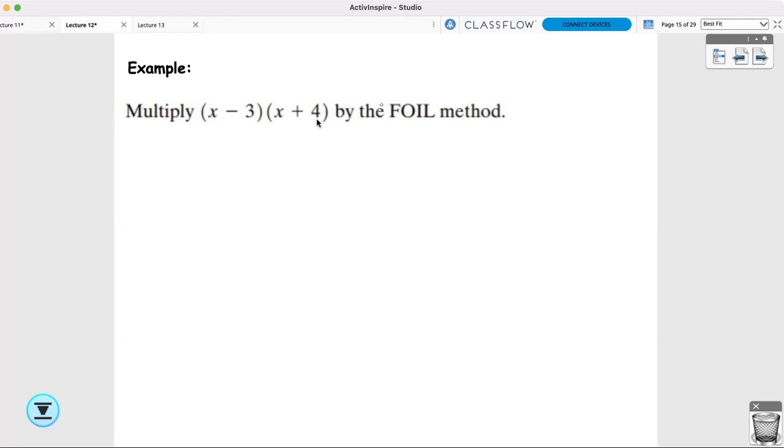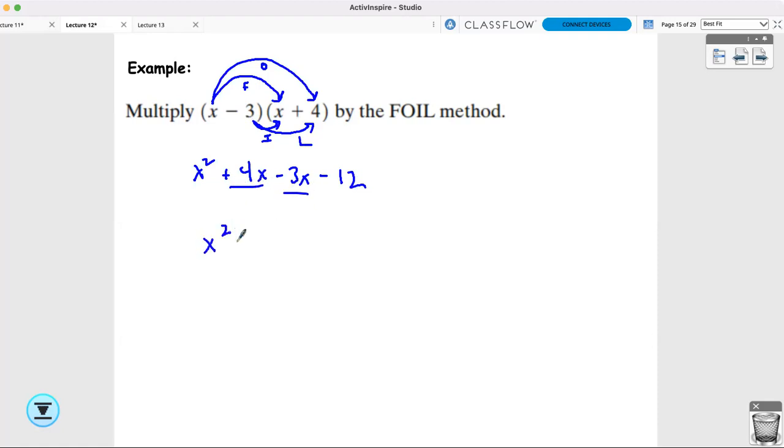All right, so the first arrow is x times x, right? X squared. And then it'd be x times 4, which is 4x for the outside terms. This is the F, this is the O. And then this arrow here is the I, the negative 3x. And then this arrow here is the L, which is negative 12. Combine our like terms, and then we get x squared plus x minus 12. And we are done.